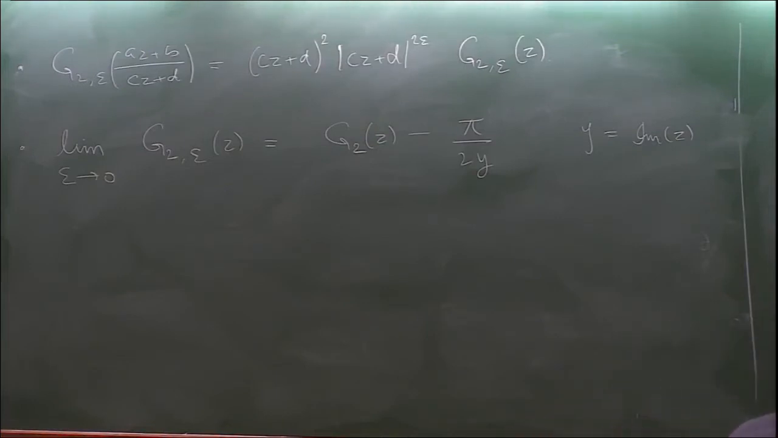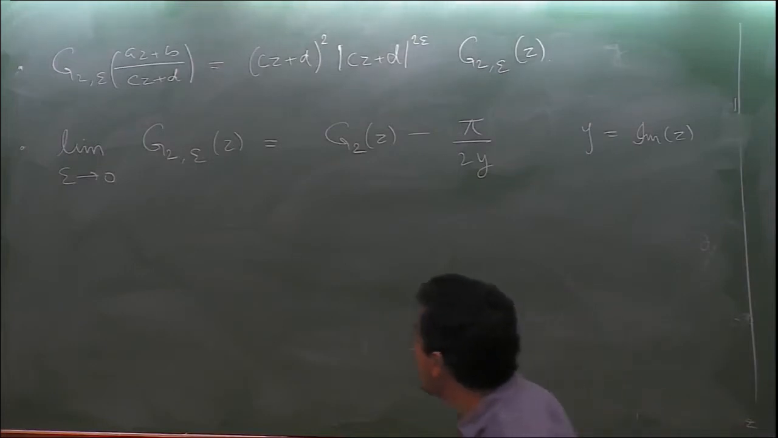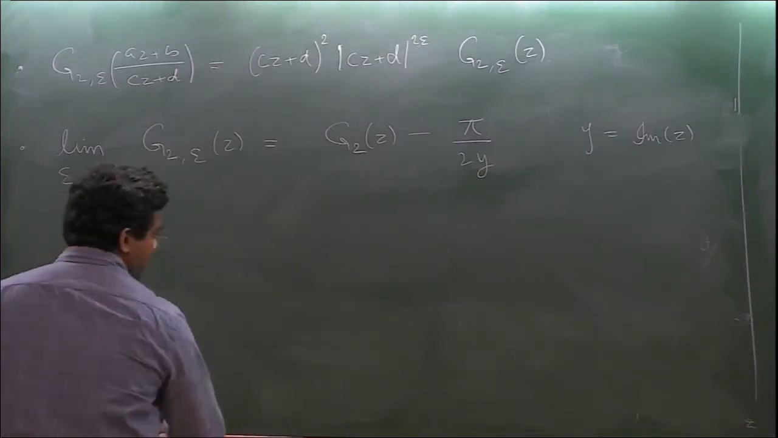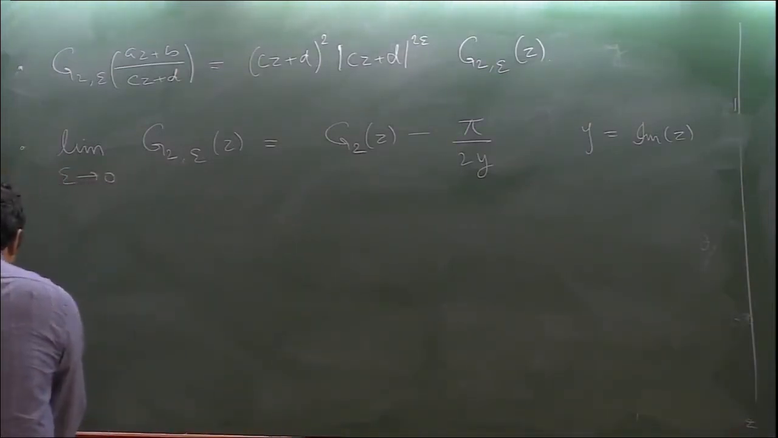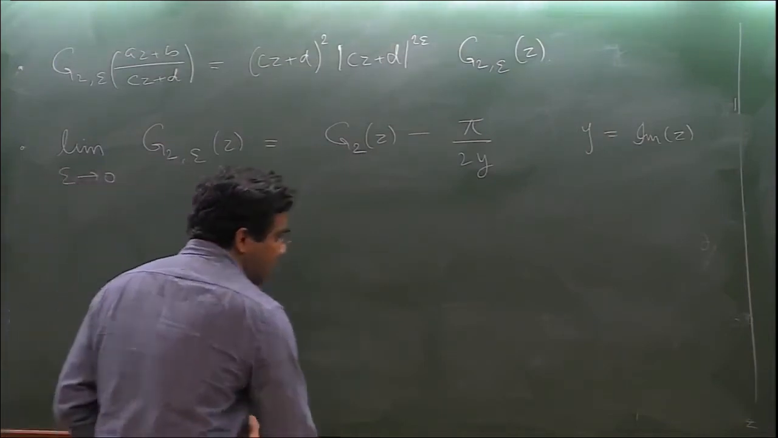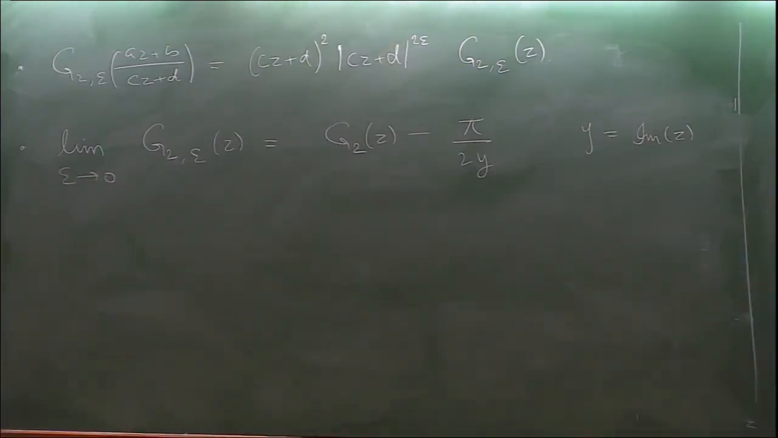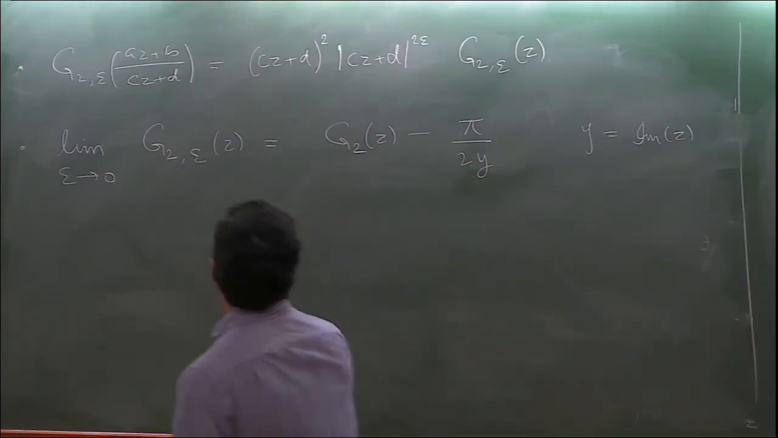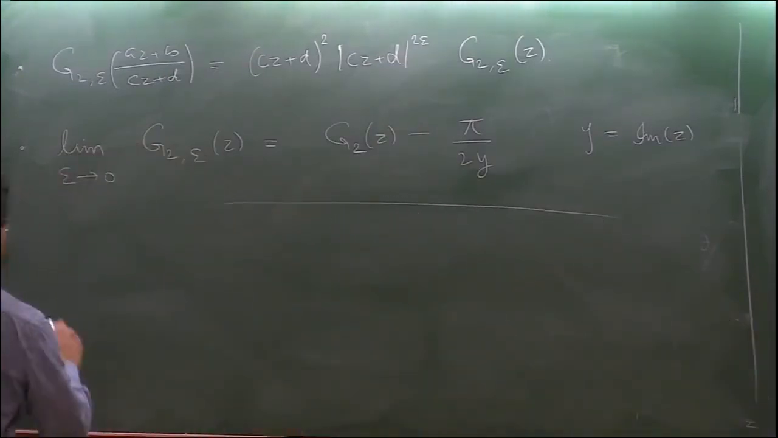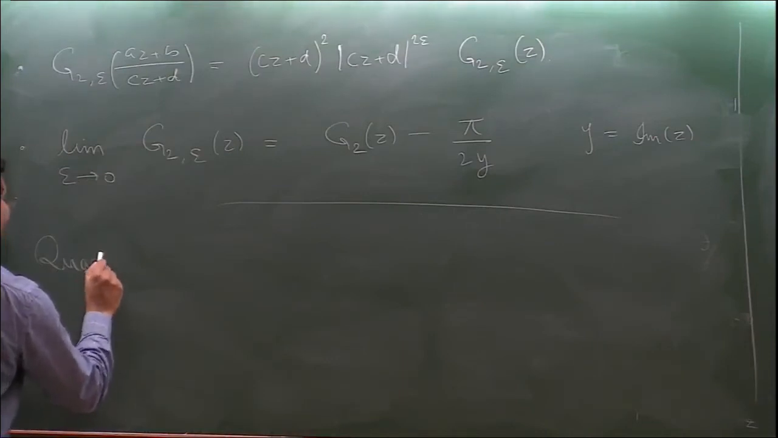Now I'm going to define what quasi-modular forms are, and before that, I'll define what almost holomorphic modular forms are. A kind of cheap definition of quasi-modular forms is the following.